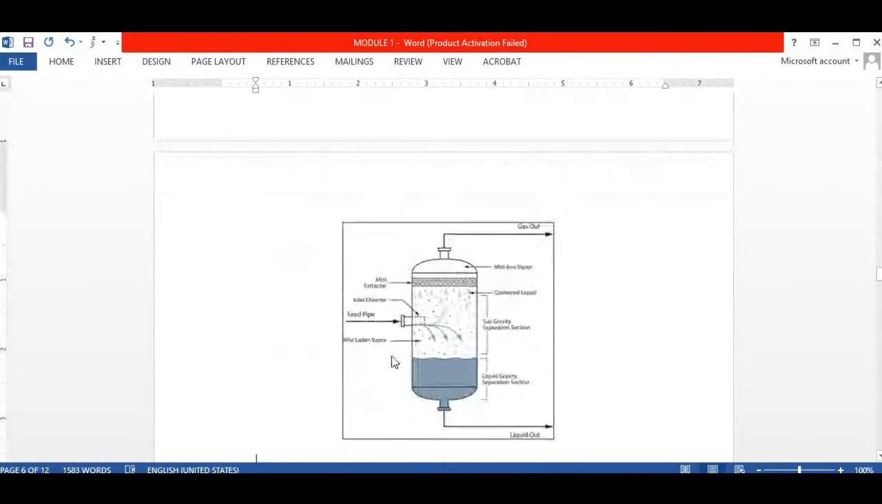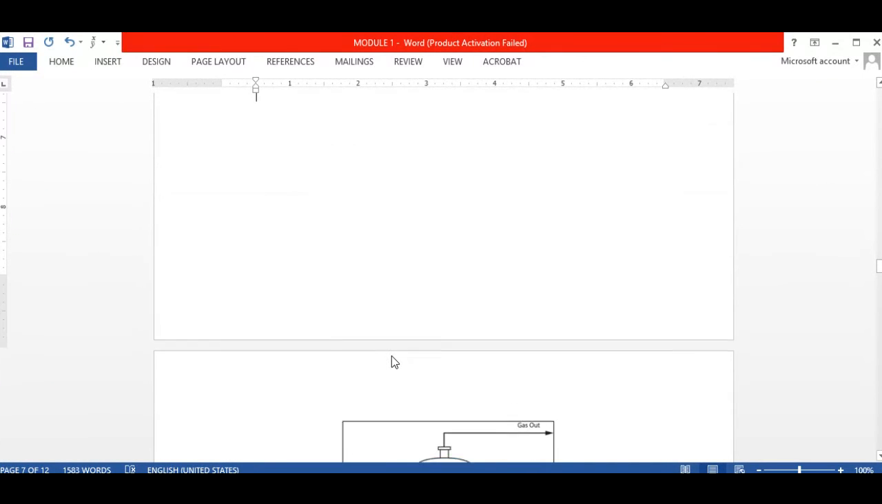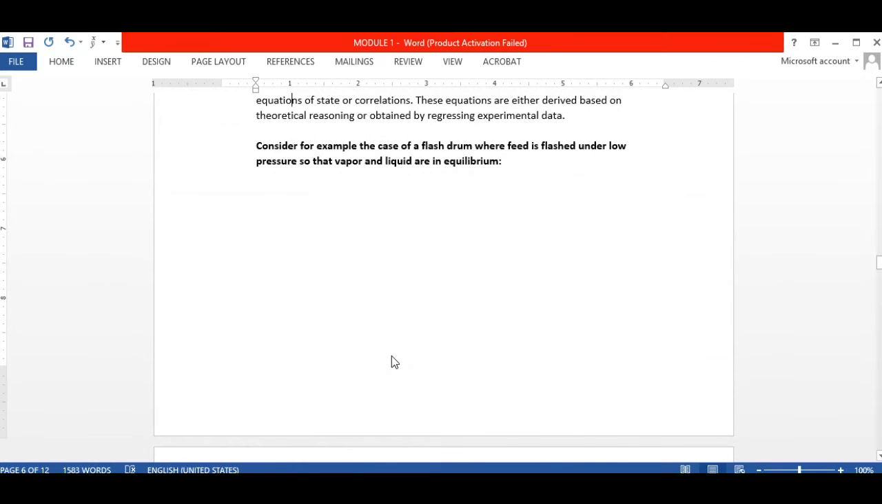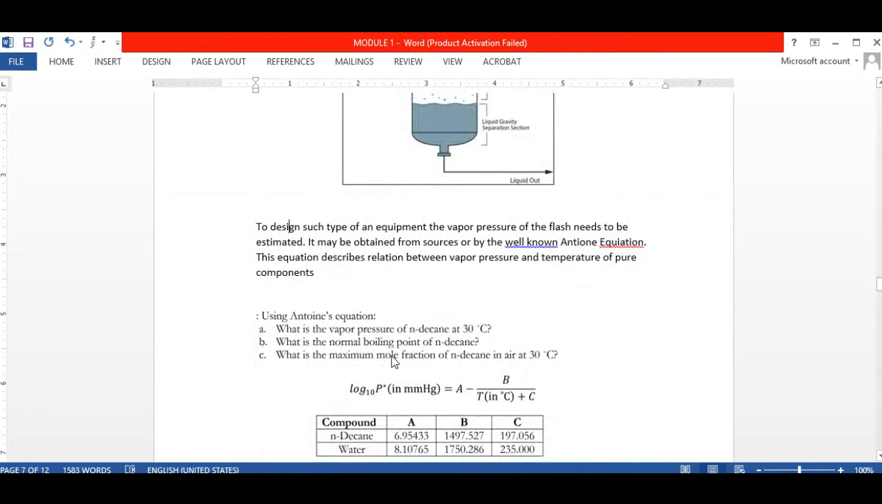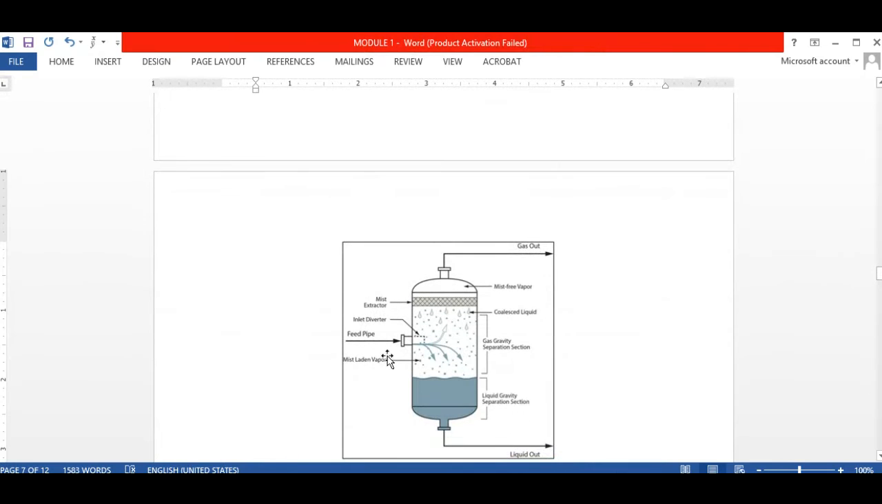So now, for example, this is a flash drum. One minute. Where are we? Okay, yes, this is our drum. As you can see in the drum, we have a mixture of vapor and liquid coming inside. The liquid goes down and the vapor goes up.